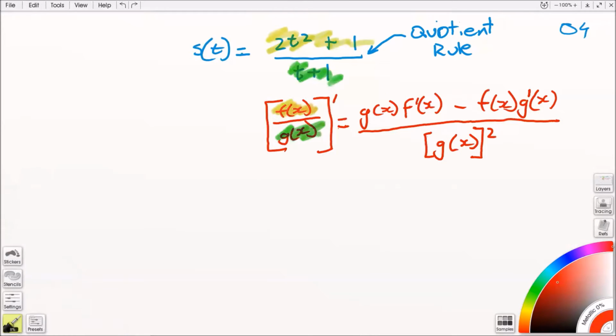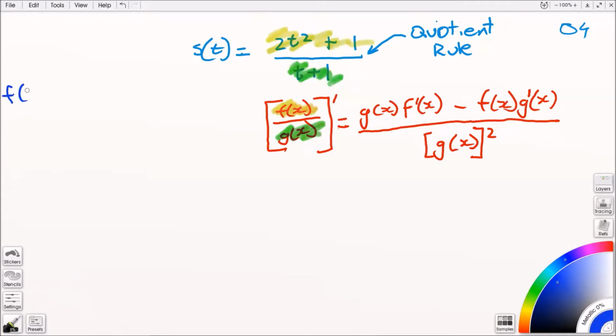This function, when derived, looks like this, and then we simplify it. Let's go blue again, darker. In our case, we've got f of x, f dash x, g of x and g dash x. It's usually good practice to write them down first.